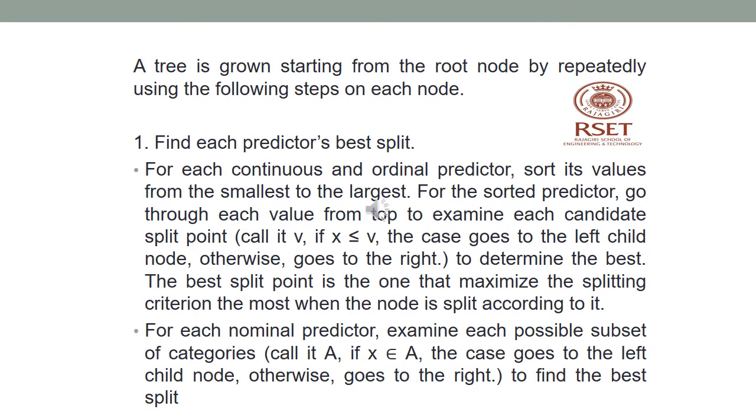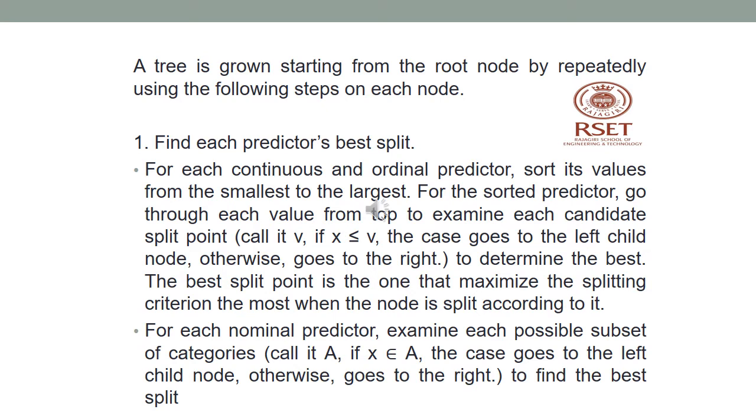A tree is grown starting from the root node by repeatedly using the following steps. In this slide, I will discuss more details about each step. The first one is to find each predictor's best split. How can we find the predictor's best split?